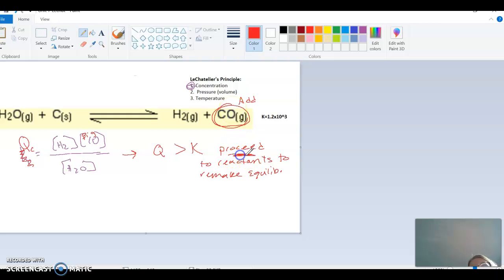Therefore, it must proceed. That's the word they want to use, not shift. Shift doesn't work. You can't shift because it's not at equilibrium. So Q is greater than K, which means it will proceed towards the reactants to remake equilibrium. That's an AP answer right there. Let's look at it in a different way. Let's look at pressure. So pressure, I'm going to use Kp.